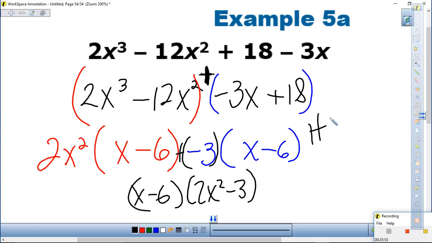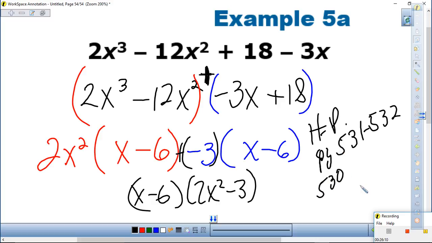Our home plate for tonight, since I picked up your page 529 and behind it is 530, yours will be page 531 through 532. For those of you that are watching the video, if you have 530, you do page 530.